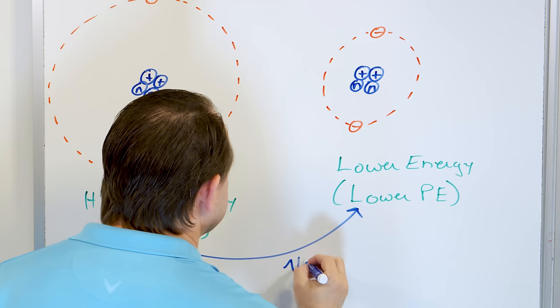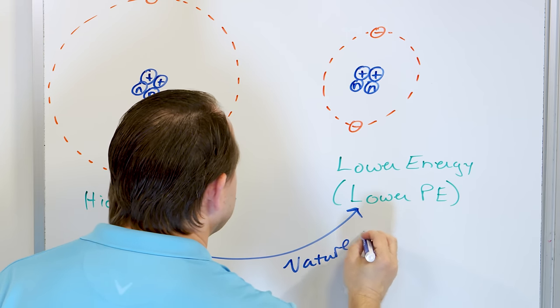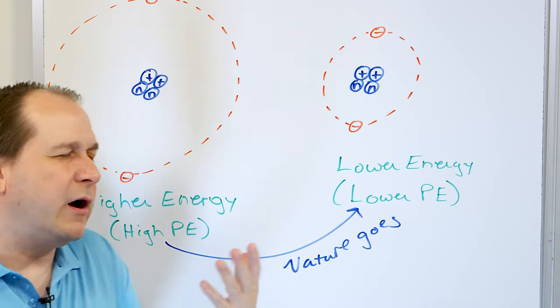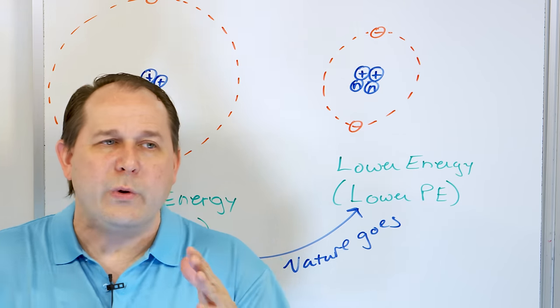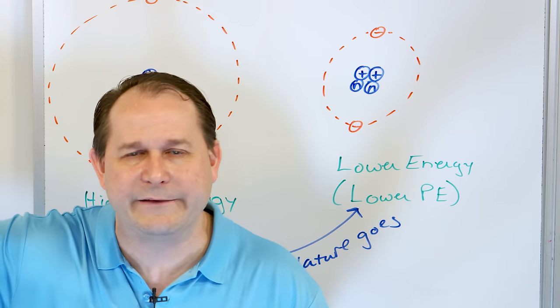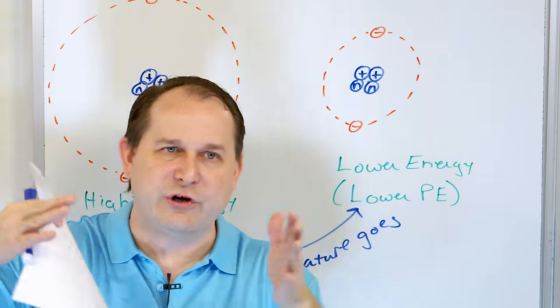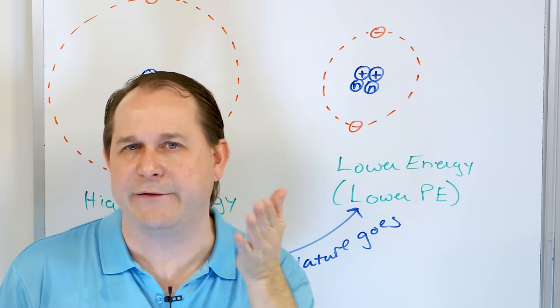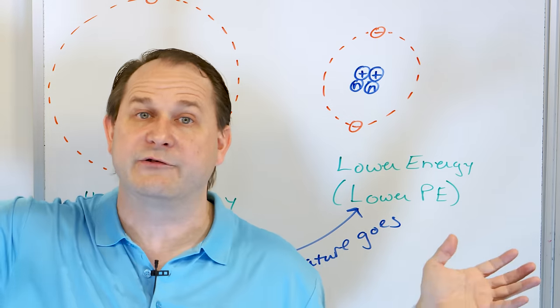So nature goes like this, from this state to this state. Not always, because there are other situations. In lasers, we try to pump the electrons up to a higher energy for reasons we'll talk about when we talk about lasers. And it makes the light, if you could do that to a bunch of atoms at once in a certain way, you can make the light very focused. Sometimes we try to pump the electrons up.